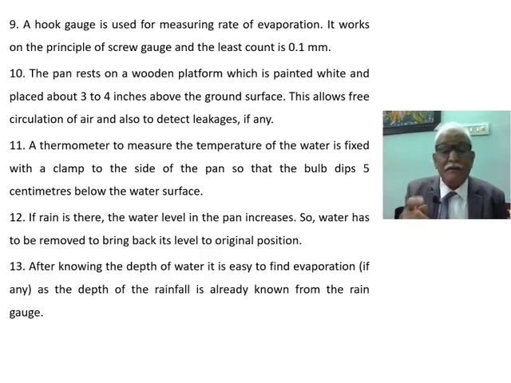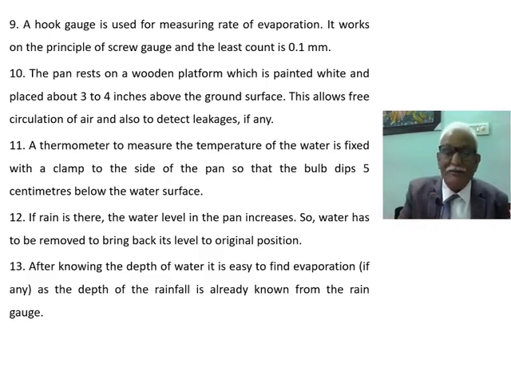How much? Calculations I have given in the next two to three slides. After knowing the depth of the water, it is easy to find evaporation, as the depth of the rainfall is already known from the rain gauge. In the observatory, a rain gauge is there: Symons rain gauge, self-recording rain gauge, all the instruments are there, and also the USWB open pan evaporimeter. Comparing with the rain gauge, we can calculate how much evaporation there is.